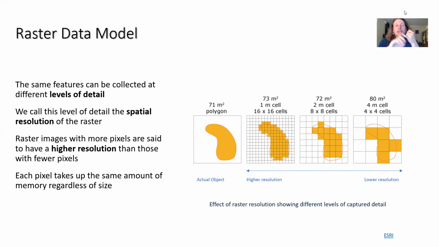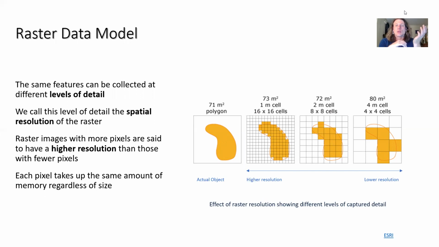So the key point is that every pixel takes up the same amount of memory, regardless of its size. So if you want to represent a certain area, if you use more pixels or more cells to do that, it's going to take up more memory. But the trade-off is that you can represent the finer details of an object. So for instance, we have this actual object. It might be a kidney-shaped pool in someone's backyard.